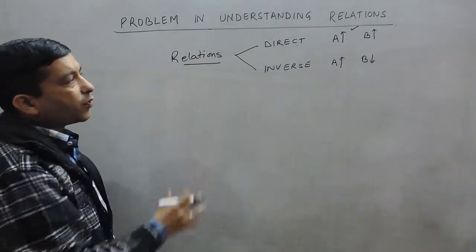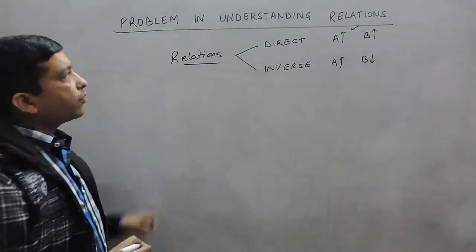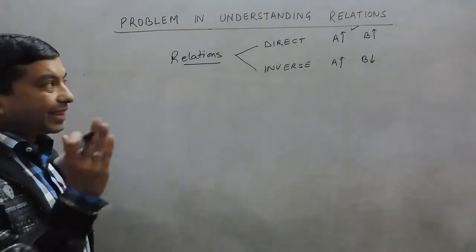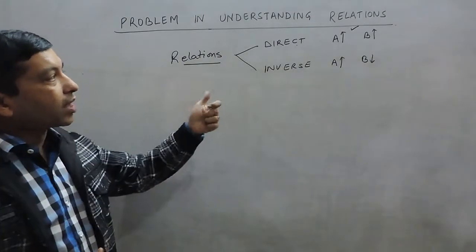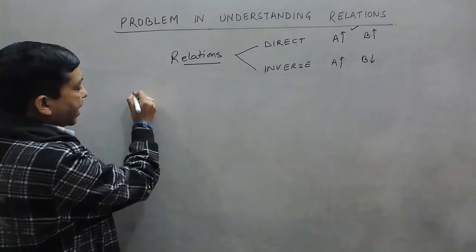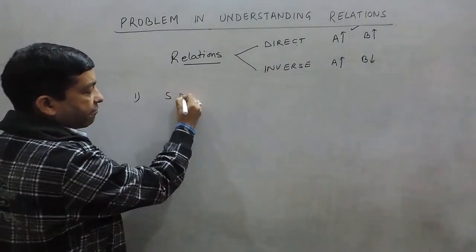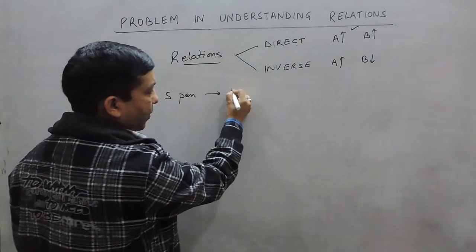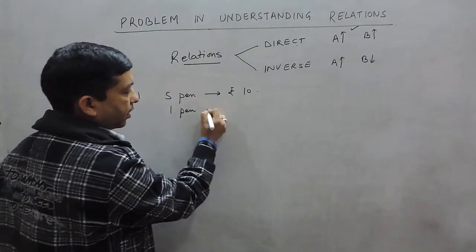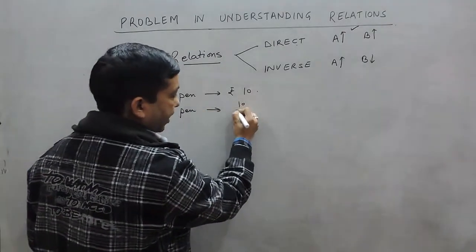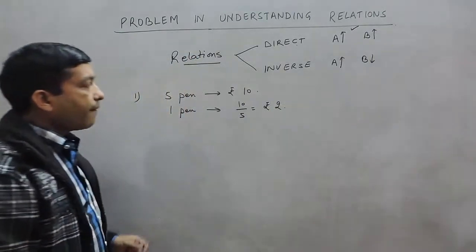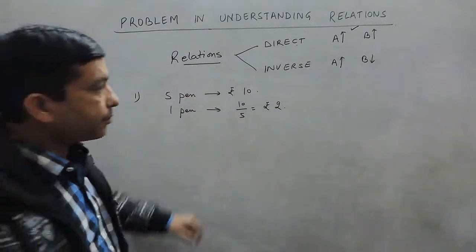In class 3, first of all, we get the question of the unitary method, where there are different types of questions. The teacher should first of all convey what the direct and the inverse relations are. Because in the first example, if I say that 5 pens cost rupees 10, what is the cost of 1 pen? The student solves it by 10 divided by 5, and the correct answer is rupees 2. And he knows that this is the correct answer.